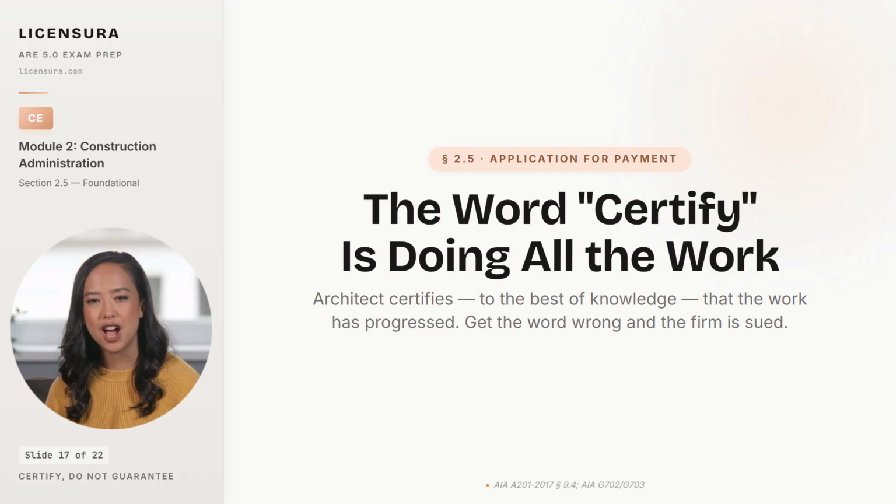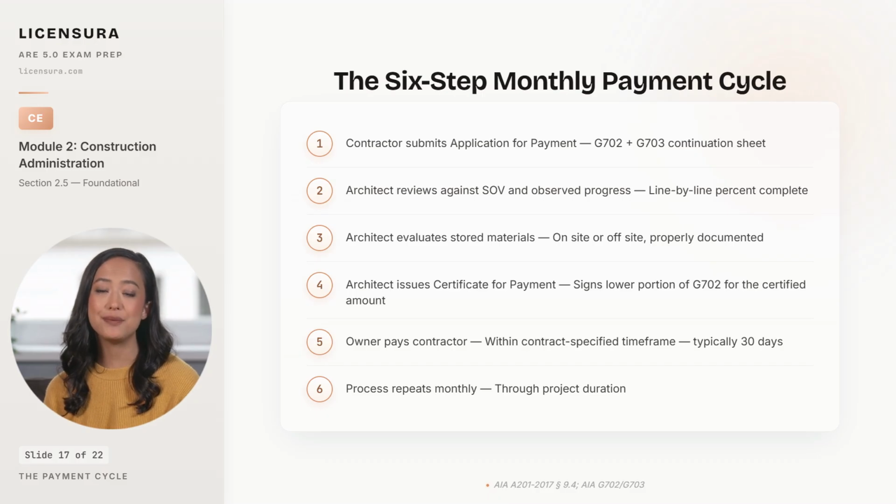Six steps run from contractor application through owner payment. Walk the 6 steps so the architect's responsibility at each step stays visible. Step 1. The contractor submits an application for payment, which consists of AIA G702, the application itself, and G703, the continuation sheet that breaks the schedule of values into line items and reports the percent complete on each one.